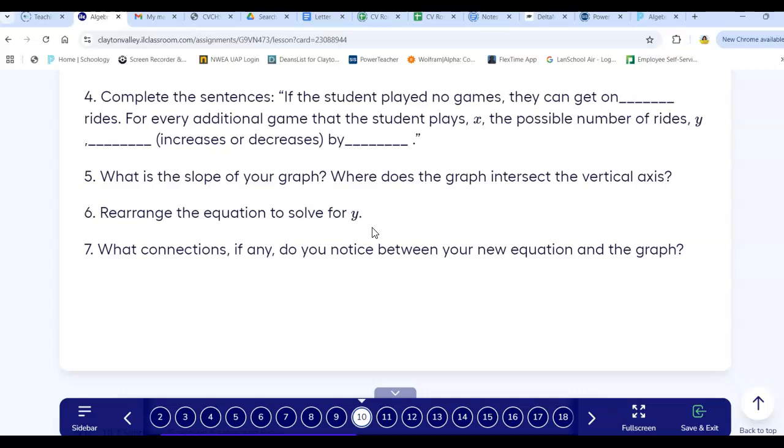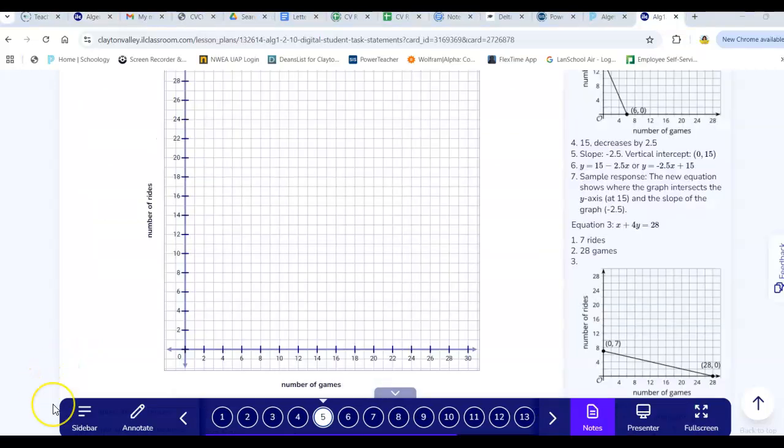I'm going to pause the video and open up the student task statement, show you what happens next, and then we're going to synthesize this lesson. Okay, so let's recall I chose equation 2. So I'm going to demonstrate this for you. So here is, if I don't play any games, I can ride 15 rides. If I don't go on any rides, so my rides are 0, I can play 7 games.